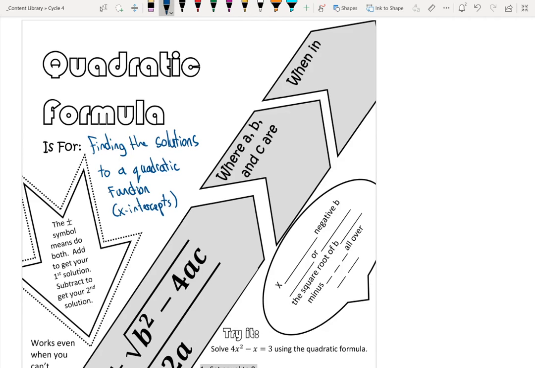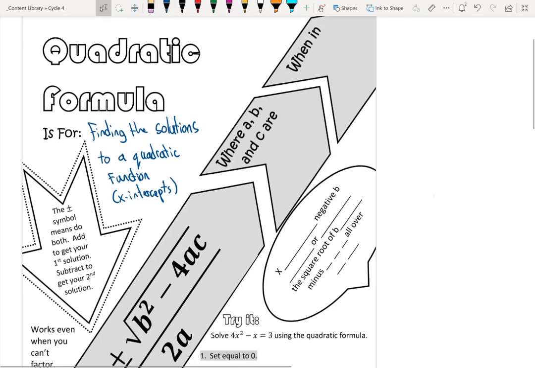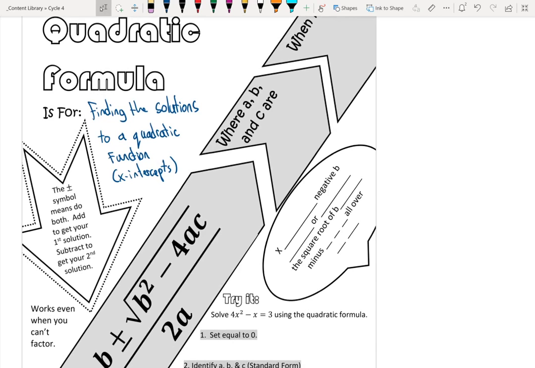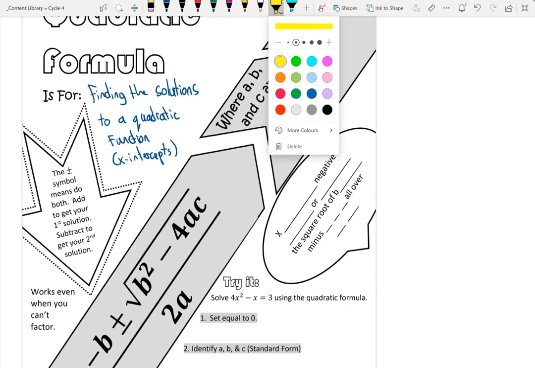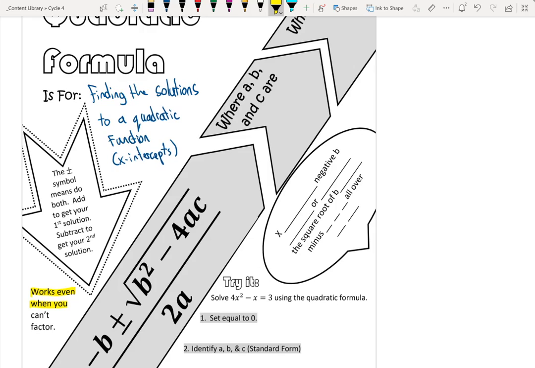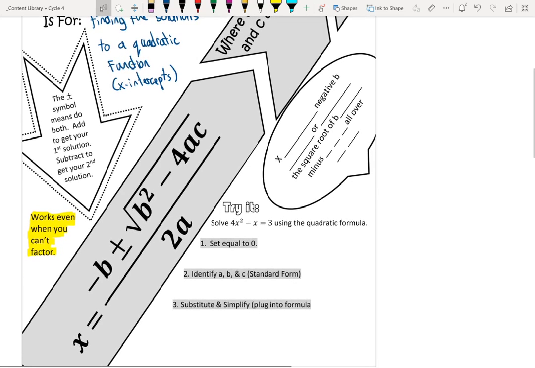So we've found the x-intercepts before, but what we were using then was the x puzzle, or the product and sum, to help us find the x-intercepts. This works even when you can't factor, which is a key thing. So there may be some questions where you couldn't find the product or sum, or if you had trouble doing that, you can use the quadratic formula to basically help you get those answers.